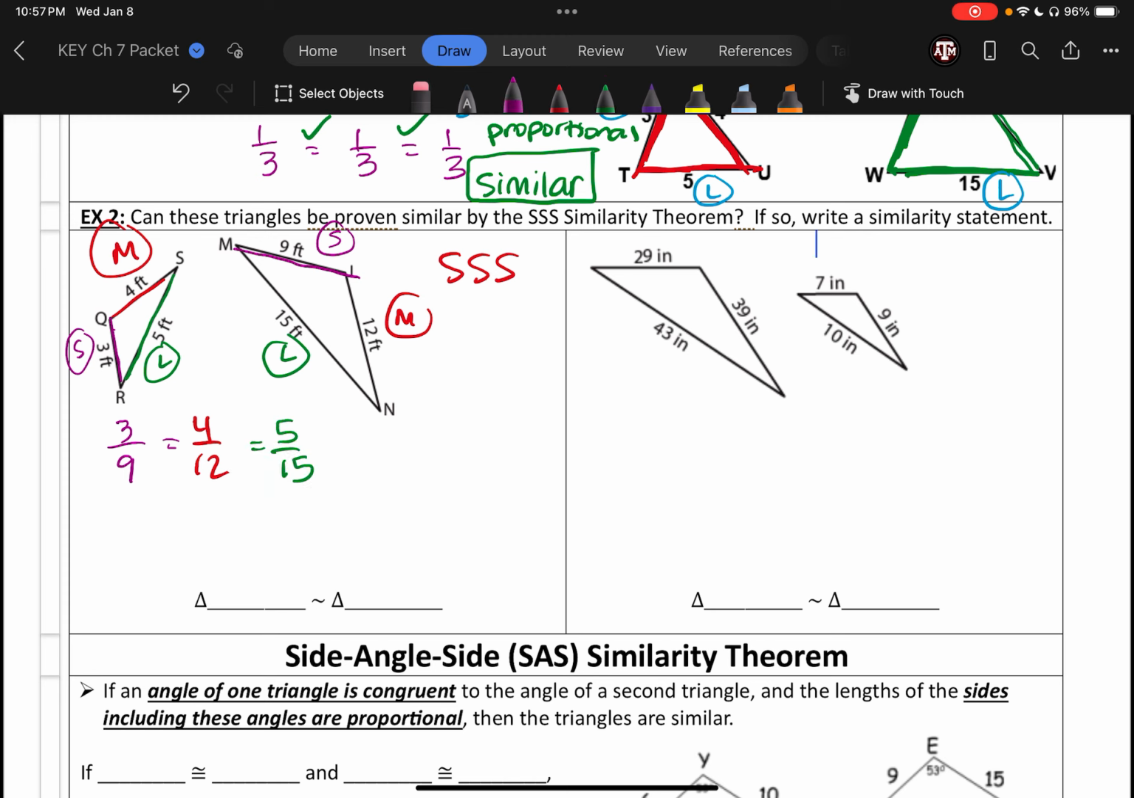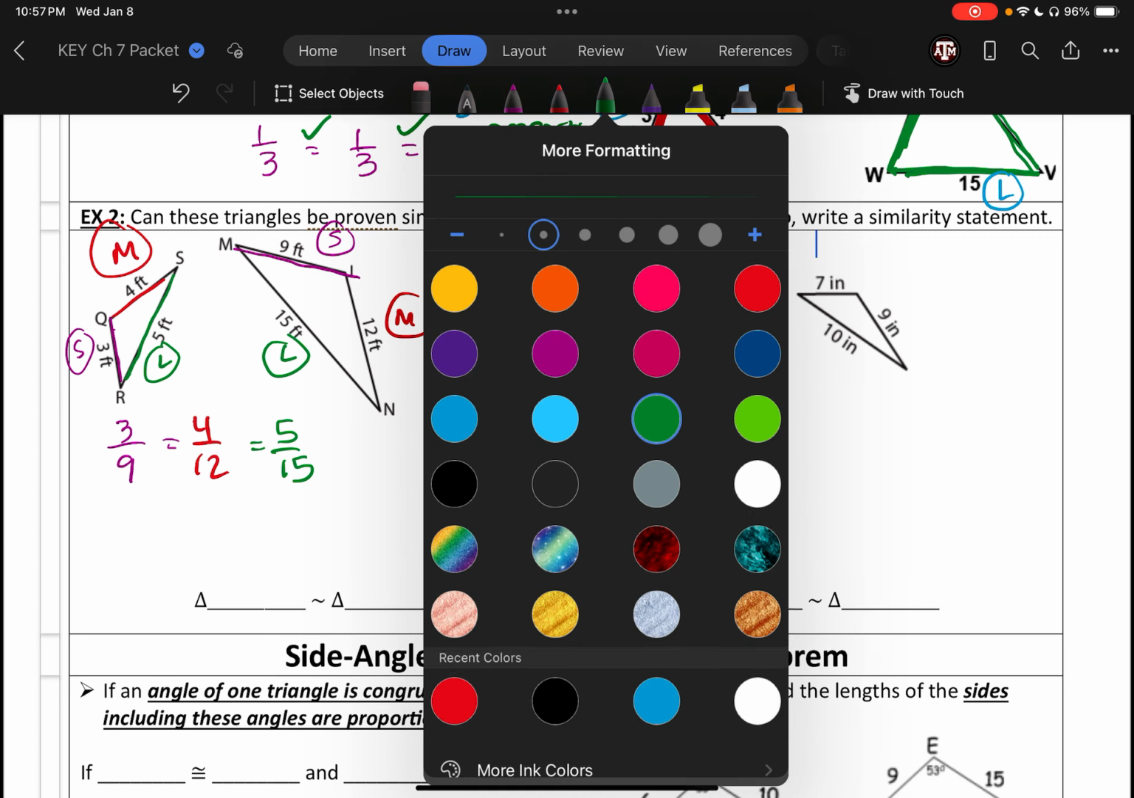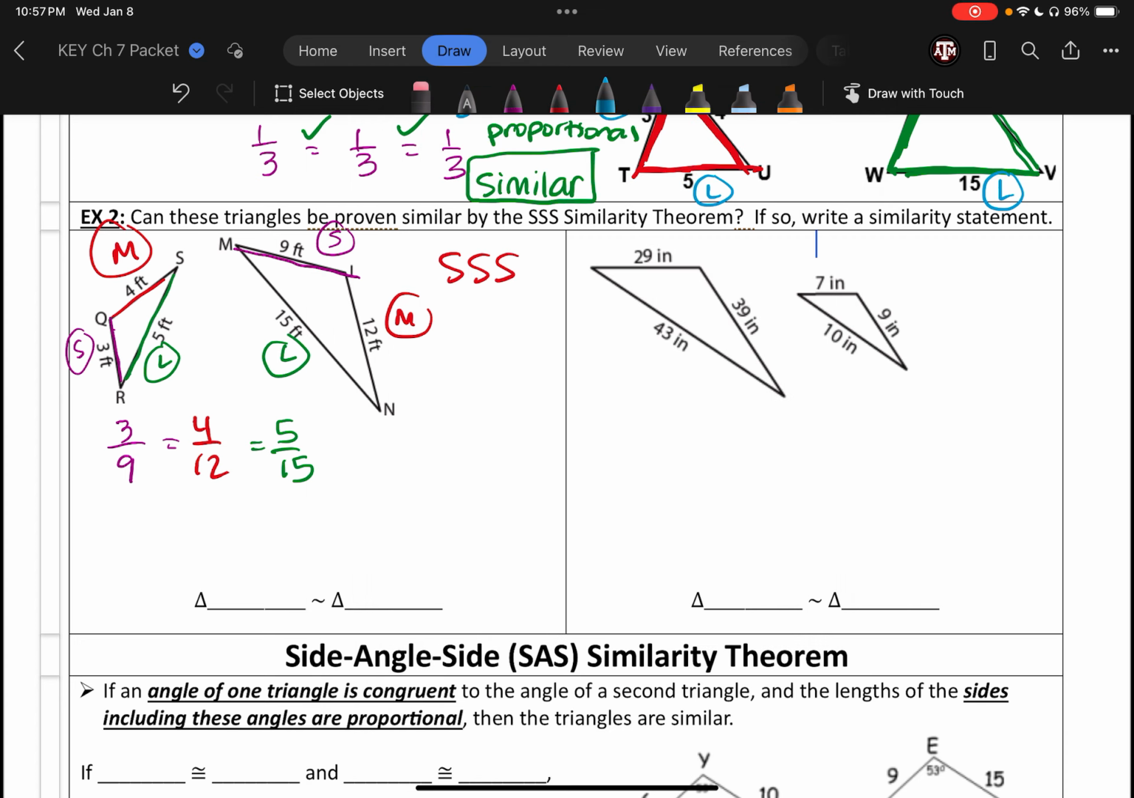What we're going to do now is simplify. If I simplify these fractions, simplifying 3 over 9 gives me 1 over 3. 4 over 12 simplifies to 1 over 3. And 5 over 15 also simplifies to 1 over 3. So look, that means all 3 of these are equal. That means that all 3 of these sides are proportional. So that checks off the SSS. So these two triangles are similar by SSS.